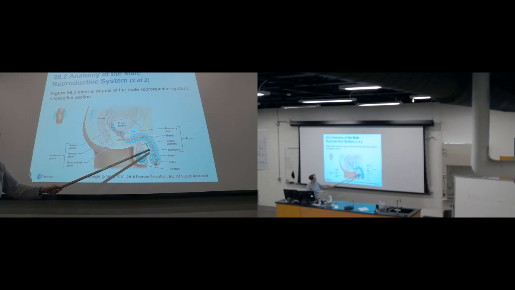And then here's the penis. It has 3 cylindrical structures. We will see more details about this, but this is the spongy urethra that enlarges to form the glans of the penis. And then here we have the cavernous bodies, which are 2 cylindrical structures that have spaces that fill with blood during erection.